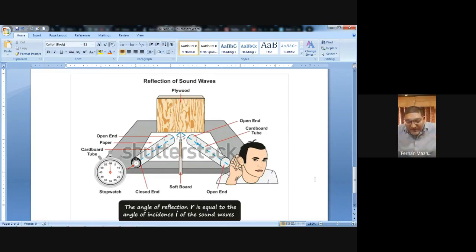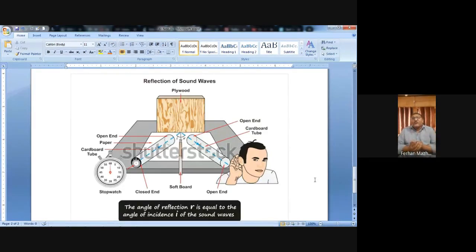So, remember this idea: when sound travels, when sound propagates, it always travels with the help of a longitudinal wave. Sound travels as compressional waves. Longitudinal or compressional waves comprise compressions and rarefactions.